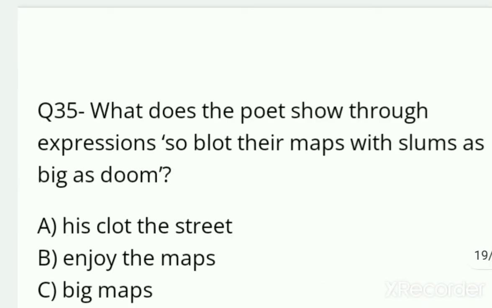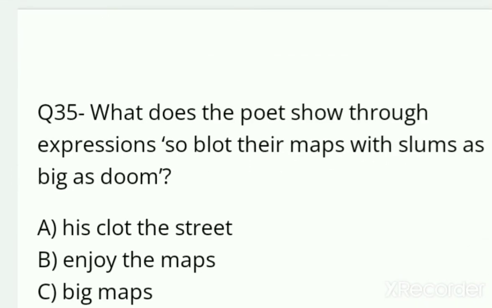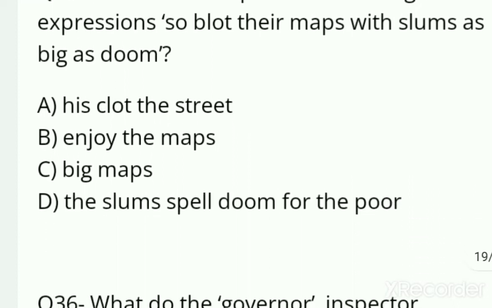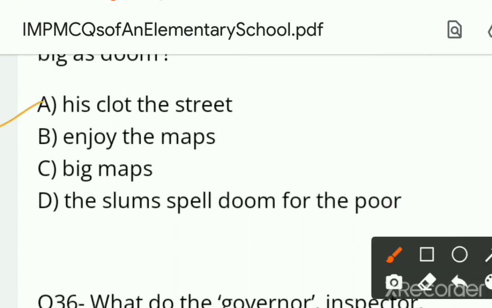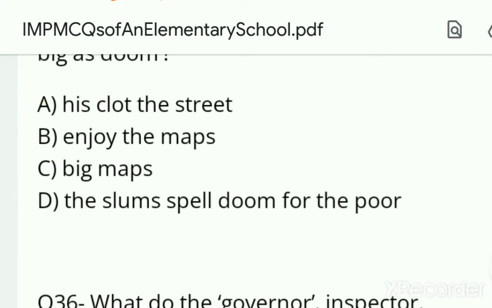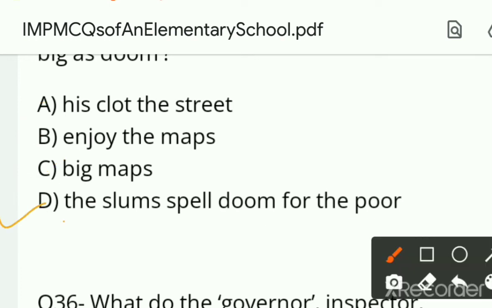Next question. What does the poet show through expressions so blot their maps with slums as big as doom? Option A, they clot the street. B, enjoy the maps. C, big maps. D, the slums spell doom for the poor. Yes, option D is the correct answer. The slums spell doom for the poor.